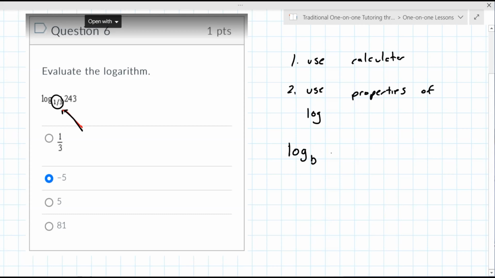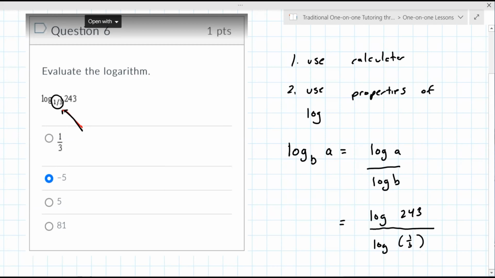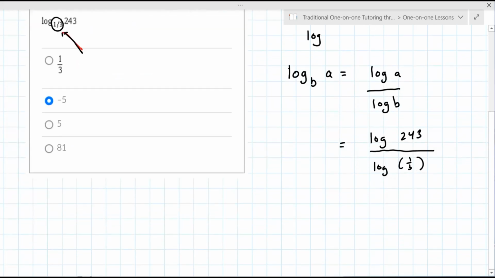Log base b of a is equal to the log of a over the log of b. So in this problem, it would be the log of 243 over the log of 1/3. But again, if you have a calculator, you can directly do this. But the next property here is to basically rewrite.